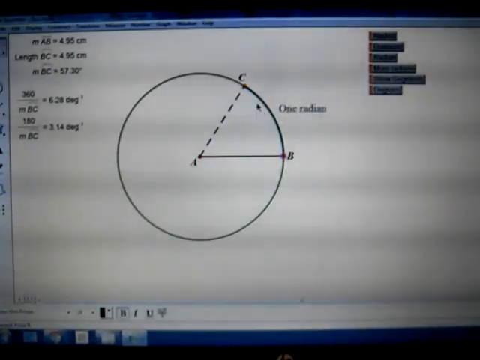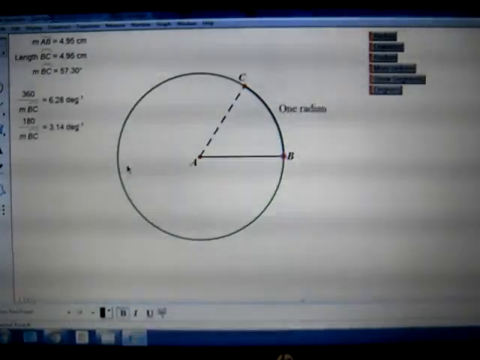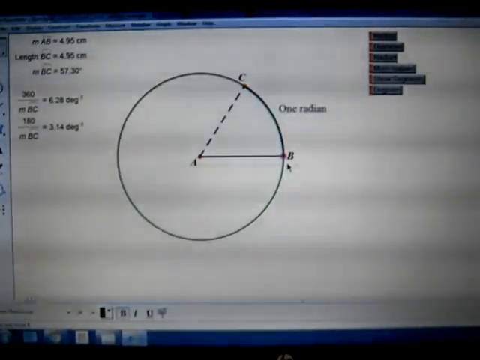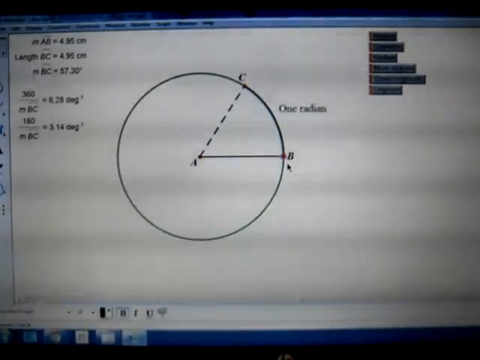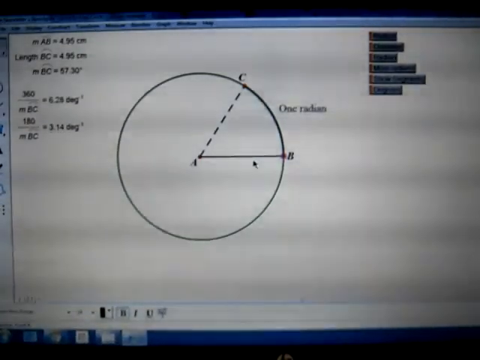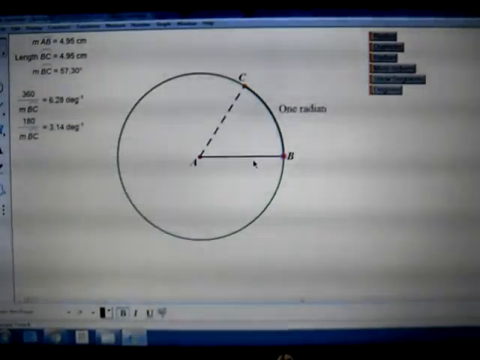Now, how many of these radians do you suspect fit around a circle? Before I ask that question, how many diameters do you recall fit around a circle? And that would be 3.14. Pi is the number of diameters that fit around a circle. So if we talk about a radius, which is half the size of a diameter, how many times would it take that to fit around a circle?